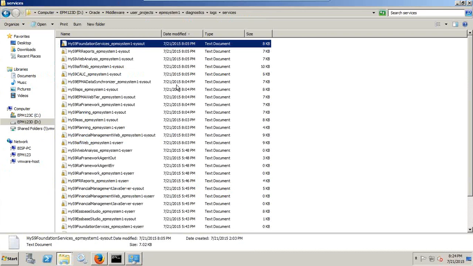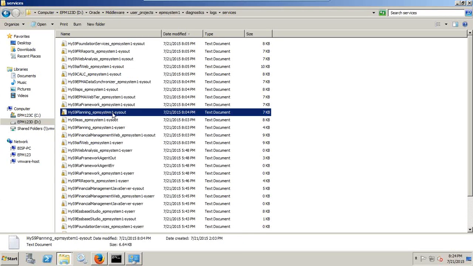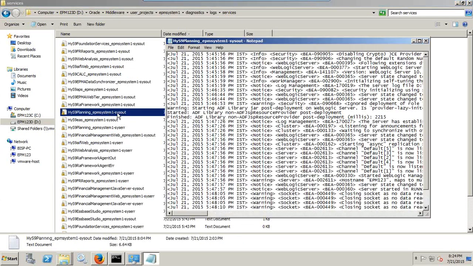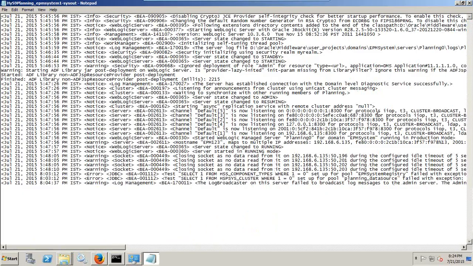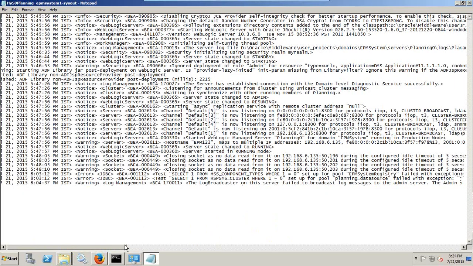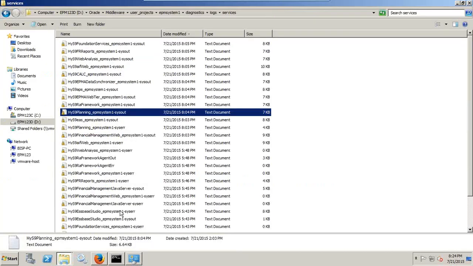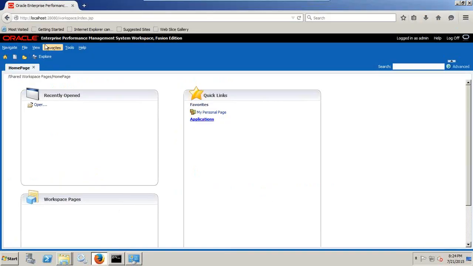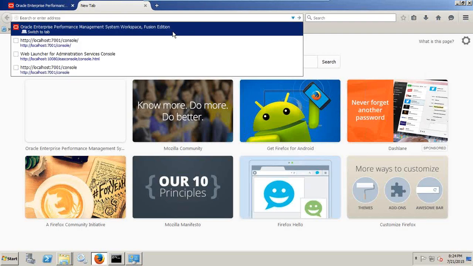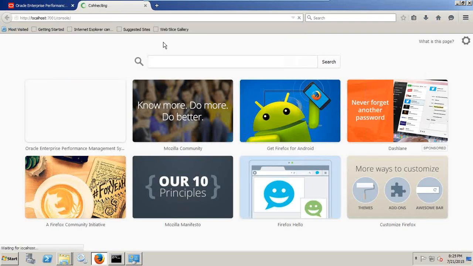Right. Similarly, I have log files for multiple services. Planning log file. I started planning today. What is the status? Again, admin server may not be running. Right. So I found this log file. I'm a little worried. I go to my system and check: do I have a planning service up and running? I just further investigate.